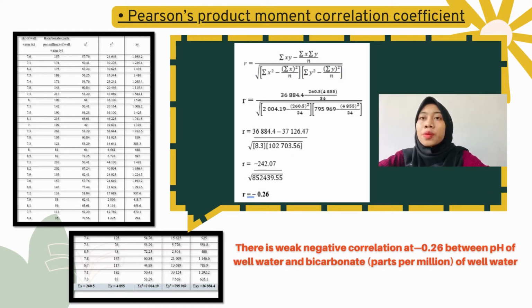Next, Pearson product moment correlation coefficient. This is the data that we calculated manually. The answer for correlation that we have got is r equals negative 0.26. There is a negative correlation of negative 0.26 between pH of well water and bicarbonate of well water.